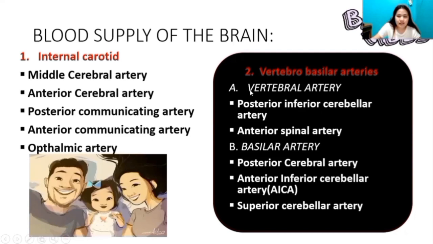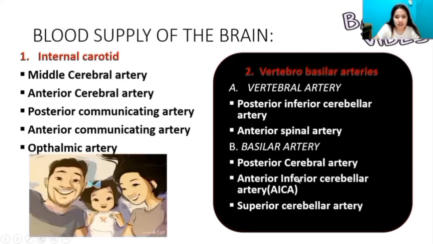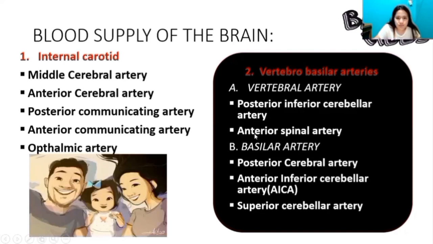So, these two divisions have subdivisions. The posterior inferior cerebellar artery, the anterior spinal artery, and for basilar, the posterior cerebral artery, anterior inferior cerebellar artery, and the superior cerebellar artery. To add this one, the first letter of each word is pa and pas. Pa, pas. Ma, pa, o.